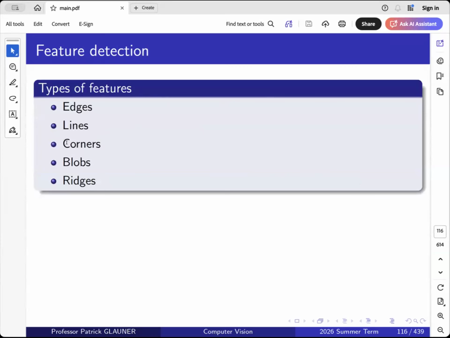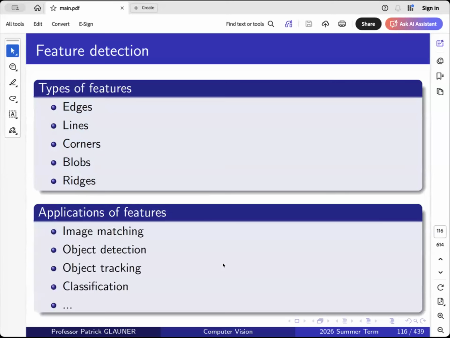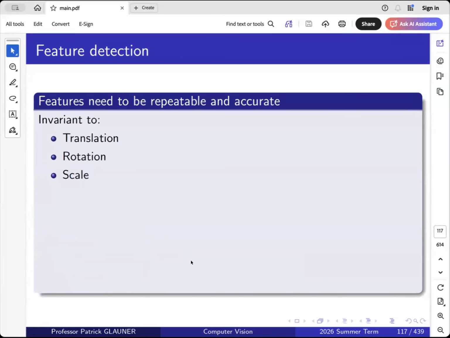I've mentioned edges, corners, there are also straight lines. We've seen edges last week. Today we see mainly lines and corners. There are also blobs, ridges, and lots of other features. And features can be used, obviously, for object detection, object tracking, classification, image matching, whatever. So lots of possible tasks. But calculating these features in a repeatable and accurate way can be tricky.